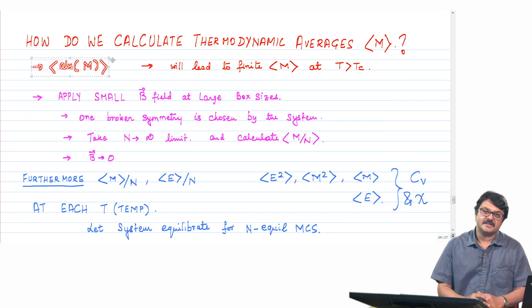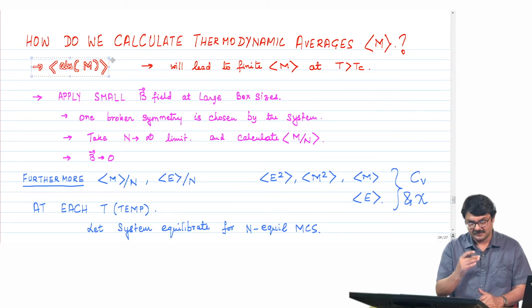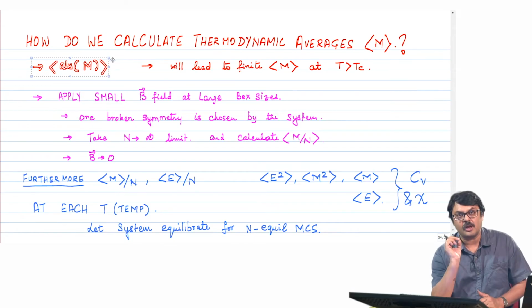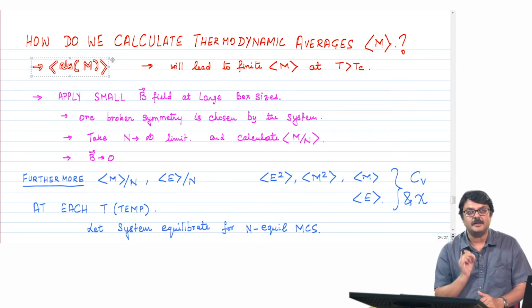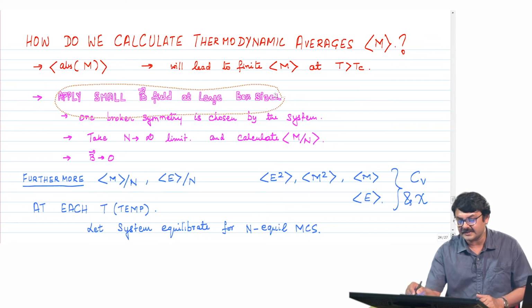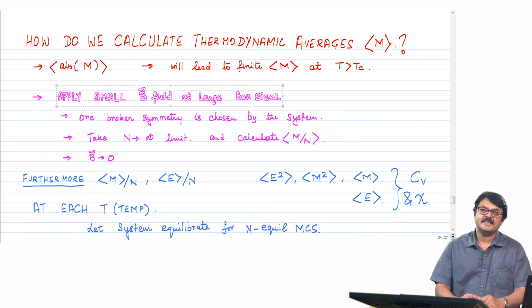So, in phase transitions, if you look up your statistical physics book, you would see that one identifies phase transitions just to overcome such problems, that we apply a small symmetry breaking B field, B for magnetic field, especially at large box sizes. So, what does this achieve? This achieves that one of those magnetic states.